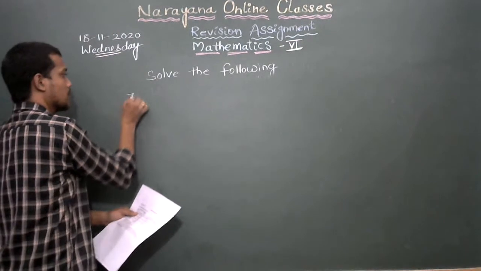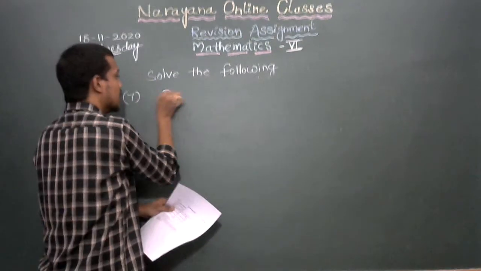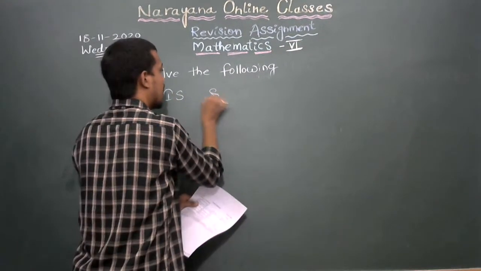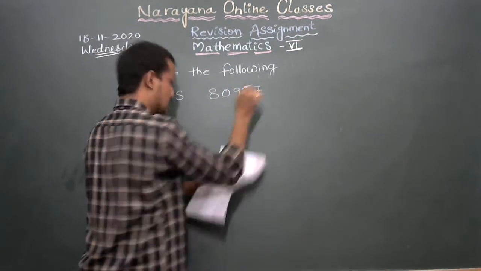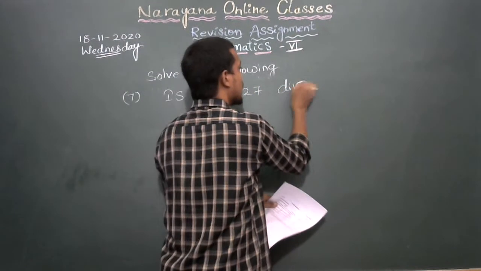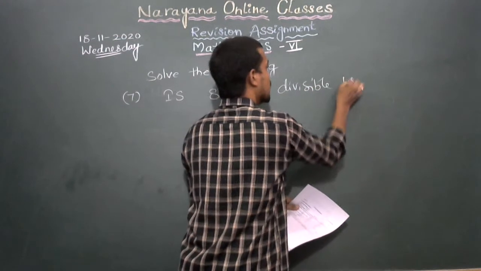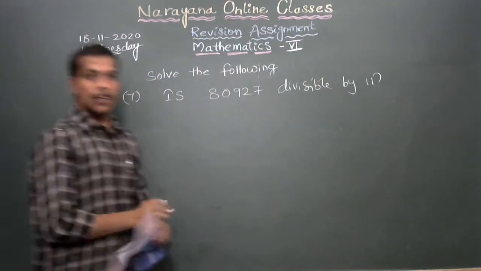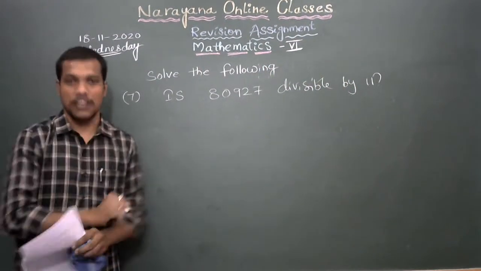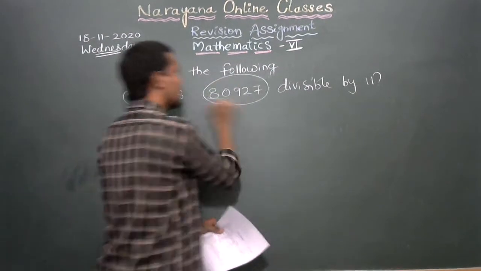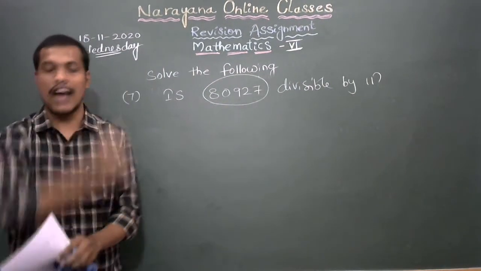Now seventh question: is 80927 divisible by 11? So here, given the verification, we check whether this number is divisible by 11 or not.